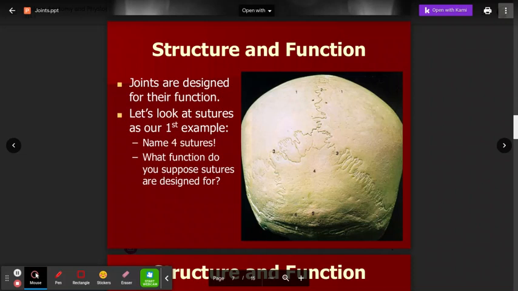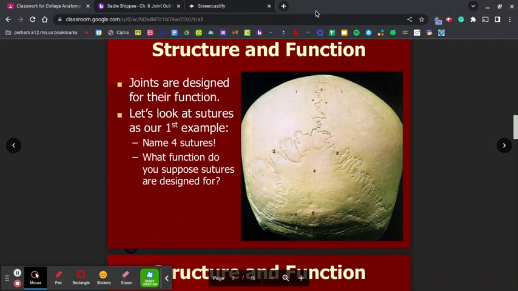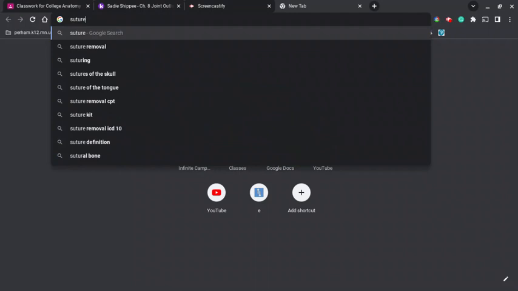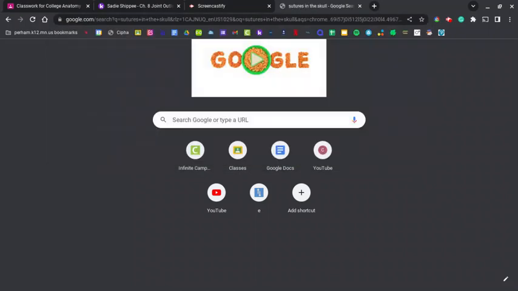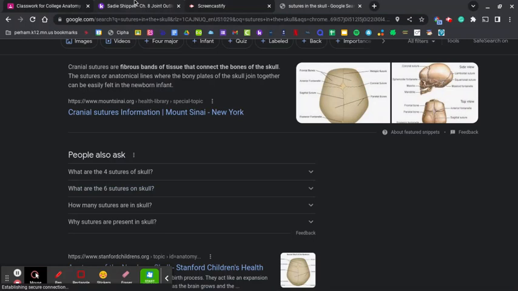So these are the eyeballs down here. I got a suture here, number 3. This guy right here. Go look it up. What are the names of these sutures in your head? Google search sutures in the head. Coronal, sagittal. Okay, where's the coronal one at?